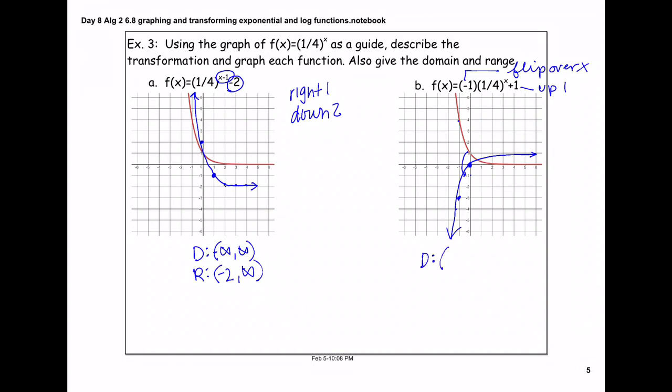+1 but not touching it. Our domain is negative infinity to positive infinity. Our range is going towards negative infinity and approaching 1, but it's an asymptote, so it will not cross 1.